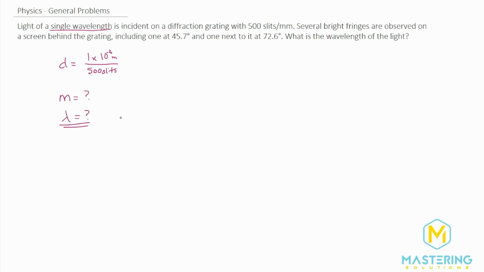This isn't a whole lot of information to go off of. Let's actually write this down. So theta 1 is 45.7 degrees and theta 2 is 72.6. What we have to do is think about this logically, because what equation would we be using to solve for lambda? We could use the equation sine of theta equals m times lambda over d. We have d, we don't have m though, right? So we have to use this to figure out m and to solve for lambda.